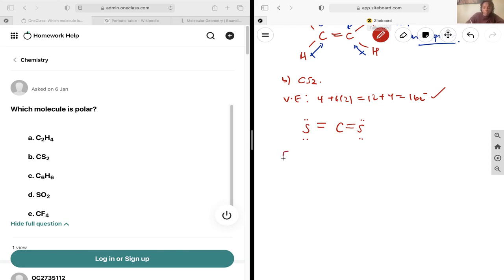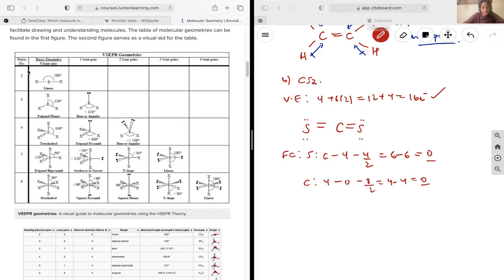Now let's see if the formal charges are covered too. For the sulfur, we're going to have 6 minus 4 minus 4 over 2. 6 minus 6, 0. For the carbon, we're going to have 4 minus 0 minus 8 over 2. 4 minus 4, 0. So the formal charges also check out. And so now let's try and find the geometry. We have a central atom attached to 2 atoms. If you go to VSEPR, it has 2, and so it's just going to be linear. And so it should have an angle of 180 here.